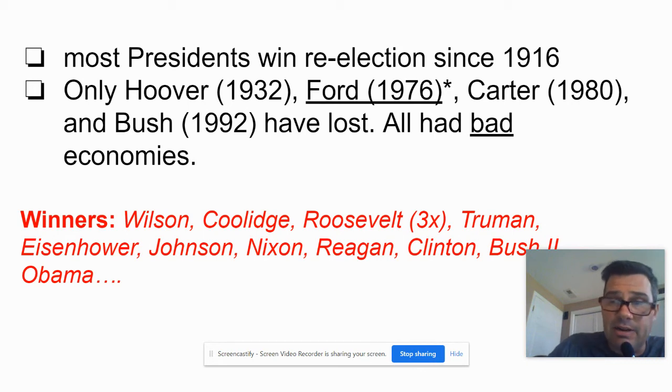By the way, they all had something in common. The economy was bad. The economy was not good. Of those, Ford was the closest to winning, lost by a couple percent. But Hoover, Carter, and Bush in 92 lost by 5 or 6% or more. And then all the winners are Wilson, Coolidge, Roosevelt three times. Isn't that crazy? Truman, Eisenhower, Johnson, Nixon, Reagan, Clinton, Bush the second, and then Obama. All of them won re-election. So you can see that it's much more likely that a president wins re-election than they lose.